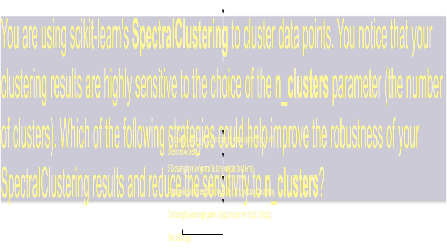Increasing n_init improves the k-means part, which is the final step in spectral clustering. It's like trying different starting points for finding cluster centers. However, it doesn't directly solve the problem of being sensitive to the number of clusters you initially pick. It just helps to better find cluster centers given a number of clusters, not to determine the number of clusters.